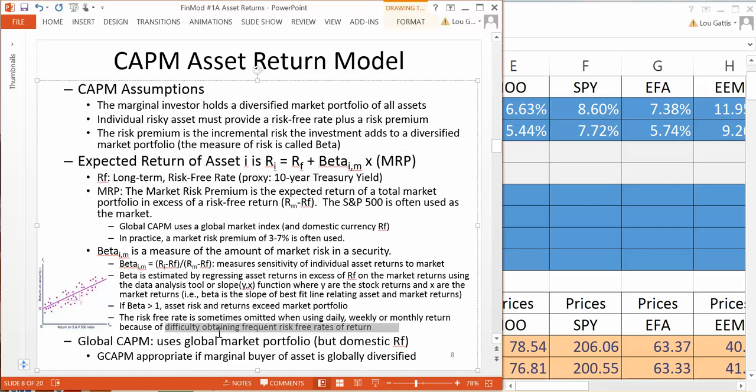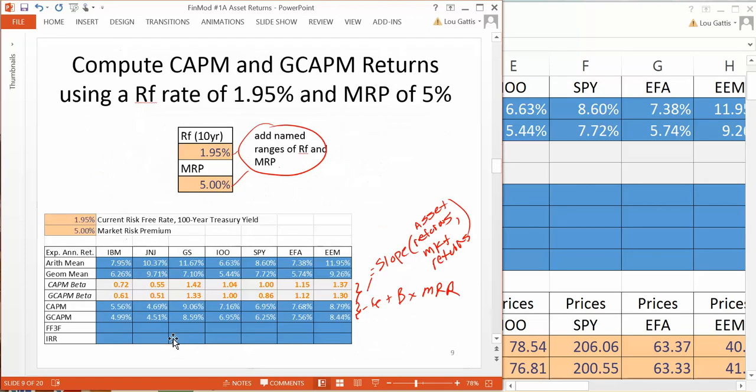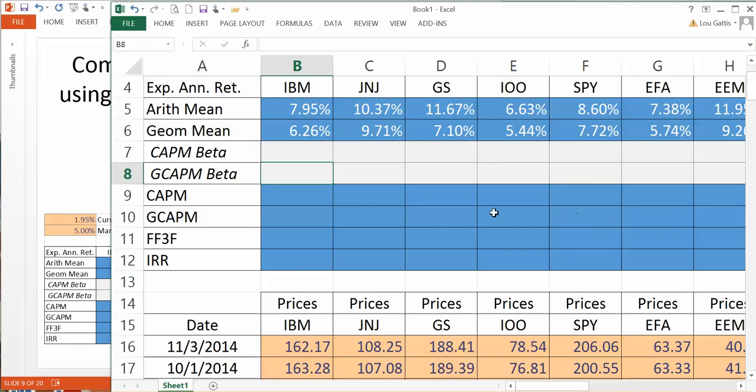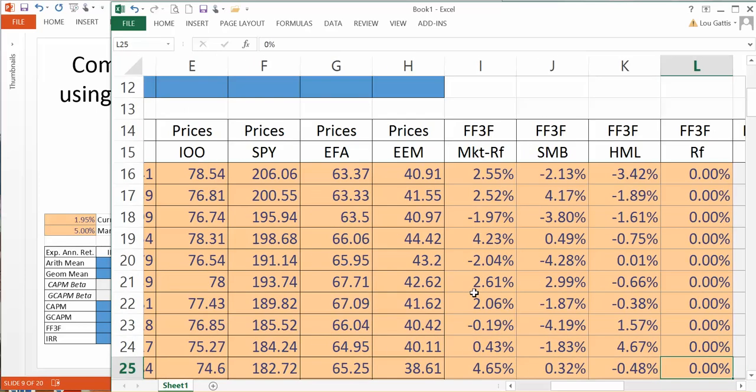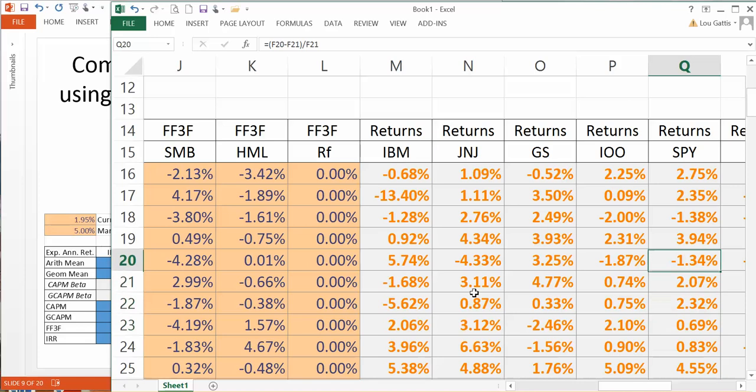But for some asset classes, when I try to get the expected return of, say, the EEM or EFA fund, I might use global CAPM because I might make the assumption that the marginal investor of an EEM fund, an emerging market equity fund, may be already globally diversified. So I might regress that against a global equity fund. So let's go ahead and calculate our CAPM returns for these stocks. The first thing I need to do is run a regression of these asset returns against the market, and I'll use the domestic market, SPY, and then I'll use the global market, IOO.